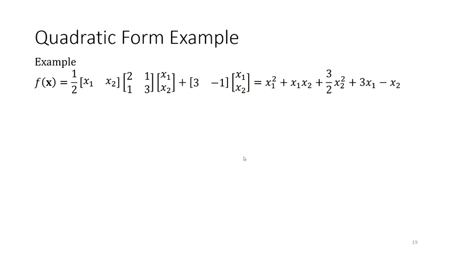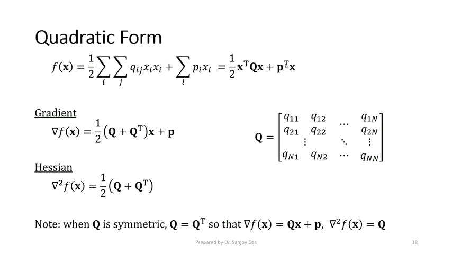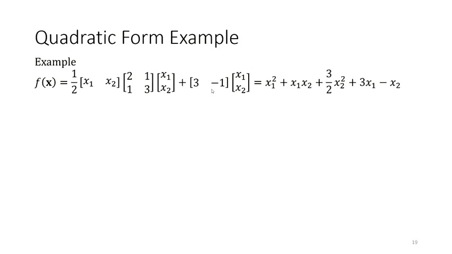Here's an example. This is f of x. This is my matrix Q: 2, 1, 1, 3. It's symmetric. And this is my P: 3, negative 1. Remember, I have to take transpose here, right? So P is a column vector, so P transpose is this row vector 3, negative 1. And when I simplify this, I get this expression here.